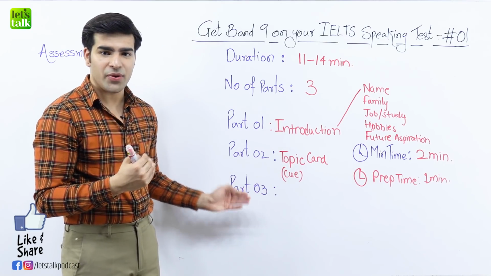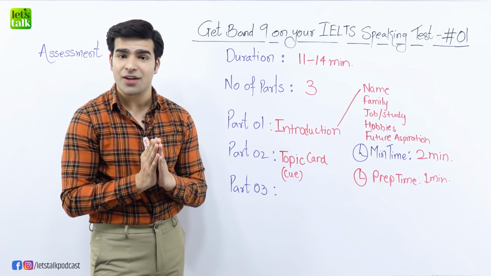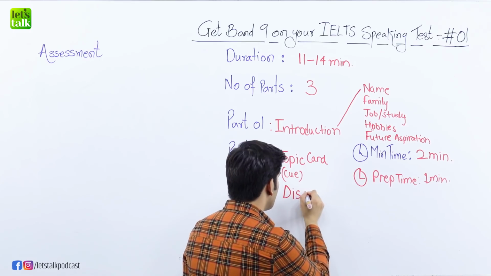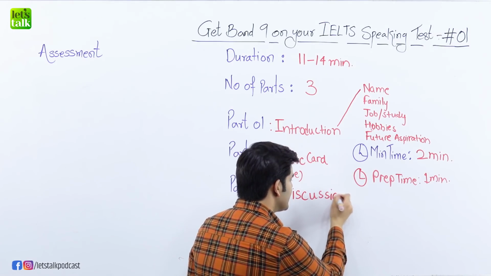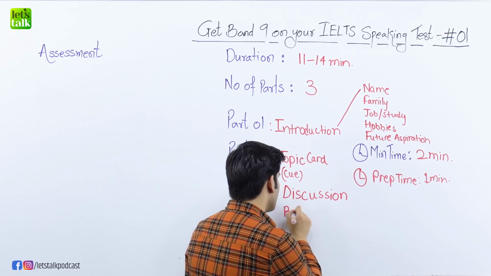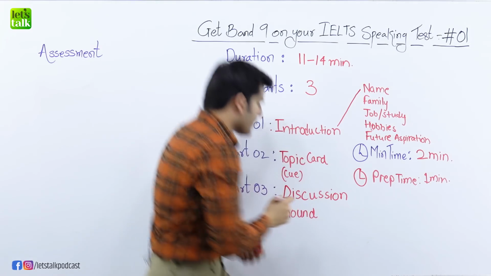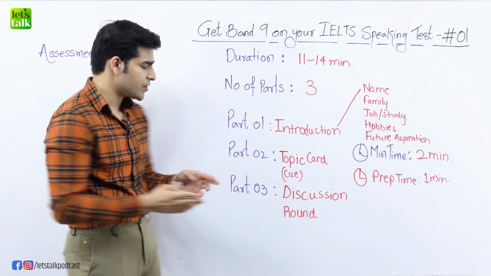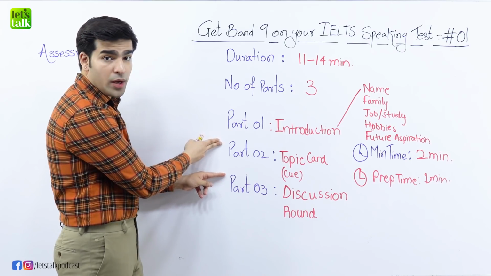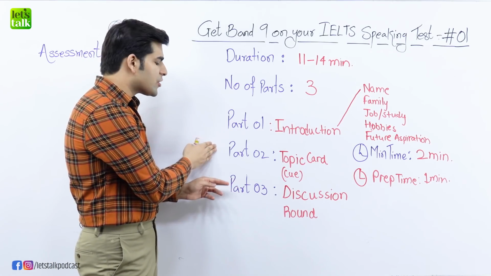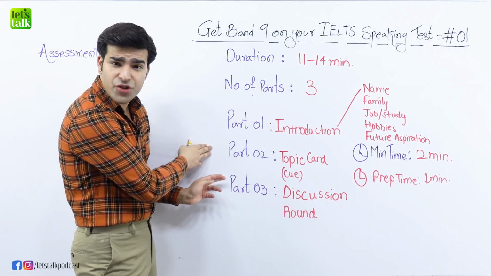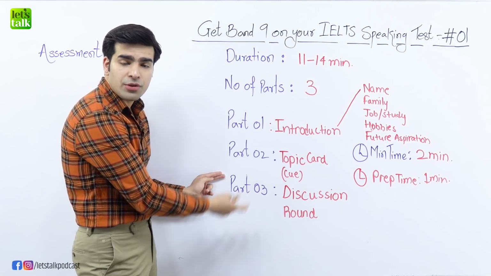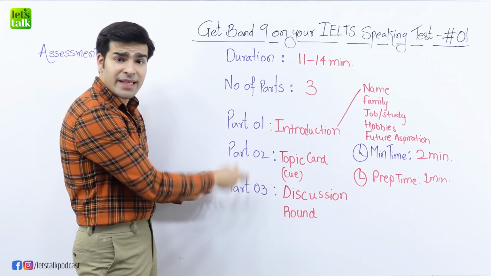Let's move on to part 3. Part 3 is called the discussion round. In part 3, the examiner asks you 1, 2, or 3 questions that are related to part 2. For example, if in part 2 the topic was traffic jam, the examiner will ask you questions that are related to the topic, that are related to traffic jam.